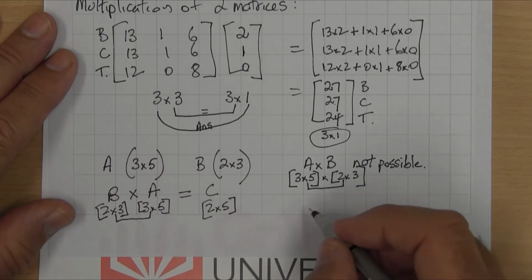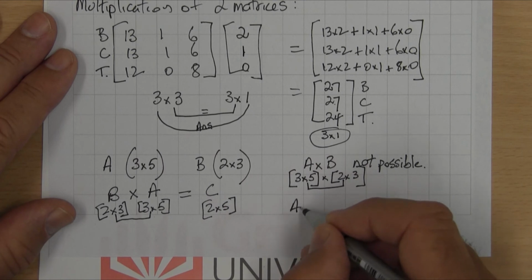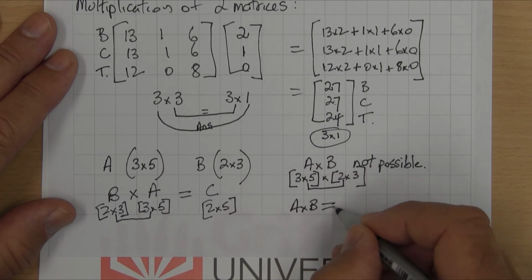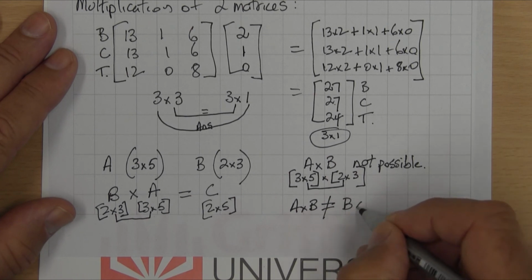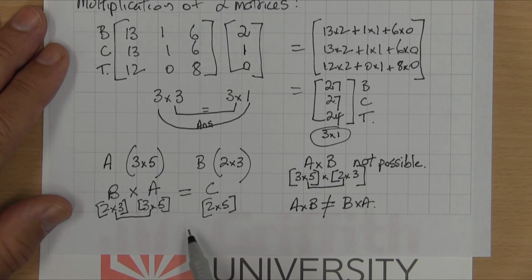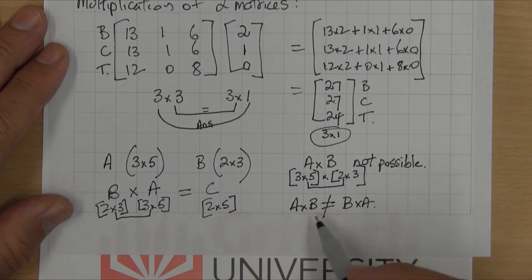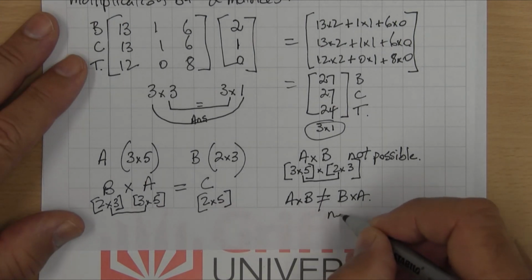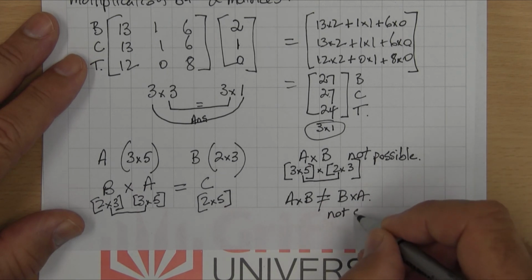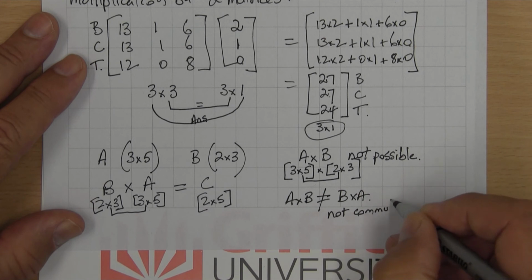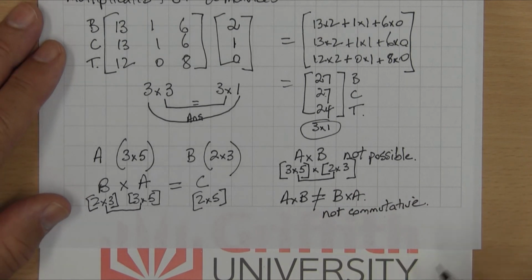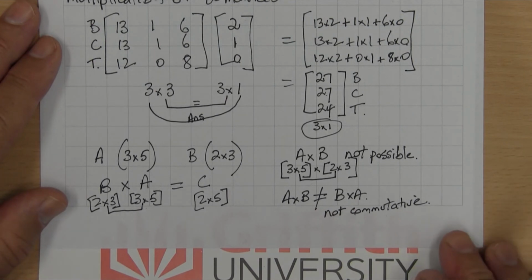Okay, so in general, A times B, when we are talking about matrices, is not equal to B times A, because you can get this scenario going on over here. And we say they are not commutative. Commutative is when AB equals BA. So not commutative. Important concept to understand with multiplication of matrices.